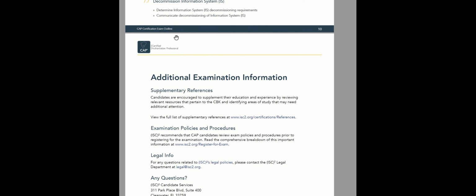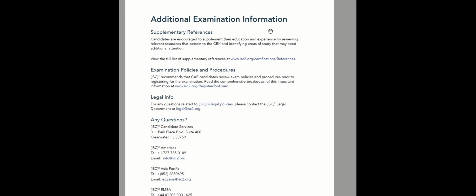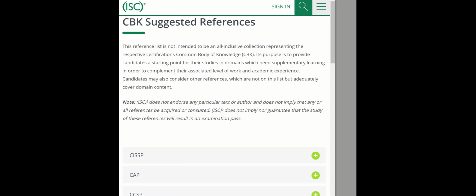So here is the CAP exam outline, and on the last page, it says additional exam information, supplementary references. If you click on this site here, it gives you the other supplemental documents to read. So we've clicked on the link and it brings us to this ISC Squared page: CBK, Common Body of Knowledge, suggested references.